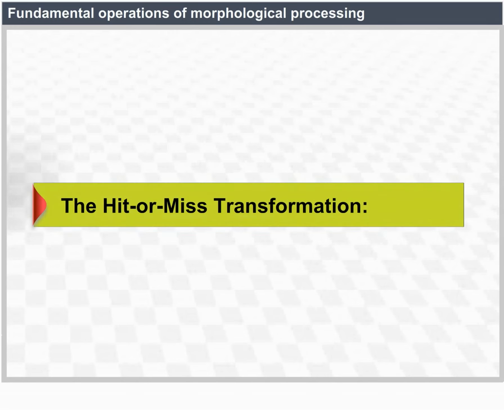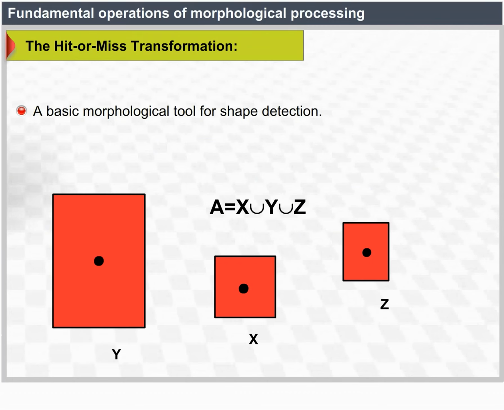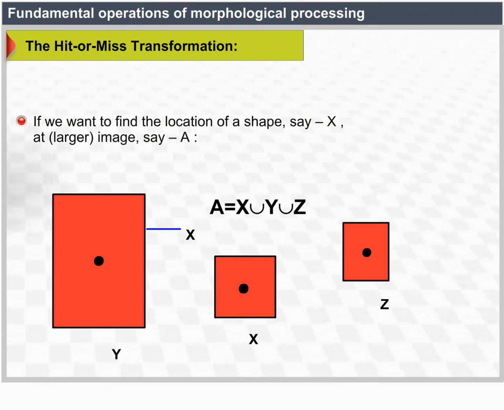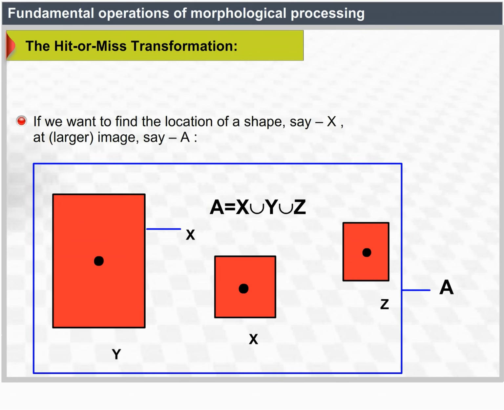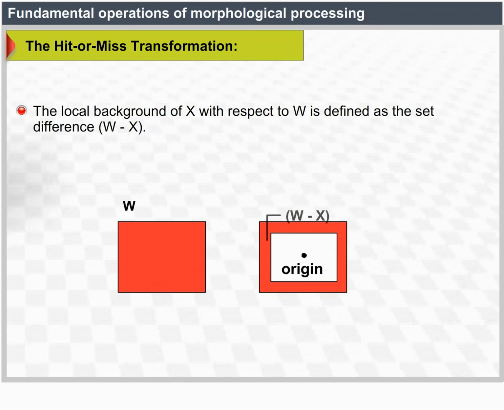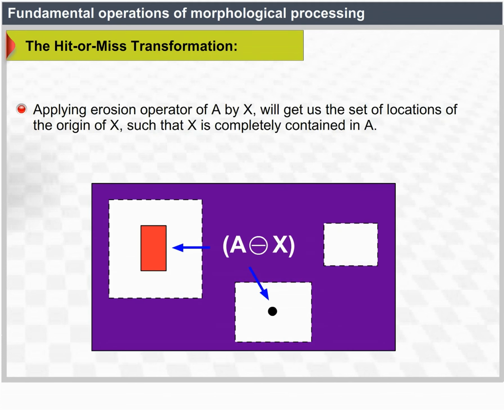The hit or miss transformation, a basic morphological tool for shape detection. Let the origin of each shape be located at its center of gravity. If you want to find the location of a shape, say X, in a larger image, say A, let X be enclosed by a small window, say W. The local background of X with respect to W is defined as a set difference, W minus X. Applying erosion operator of A by X will get us a set of locations of the origin of X such that X is completely contained in A.